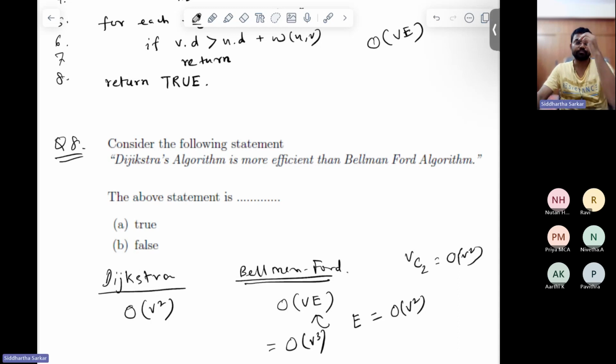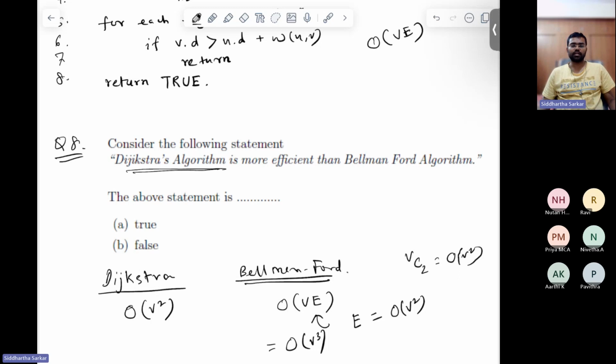So which one is faster out of Bellman-Ford and Dijkstra? Of course, Dijkstra is faster, and if it is faster, then it is more efficient. Right? Isn't it? The faster algorithm is more efficient. What do you say? Why do you think this is false?